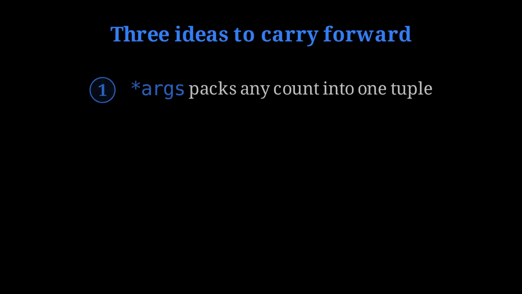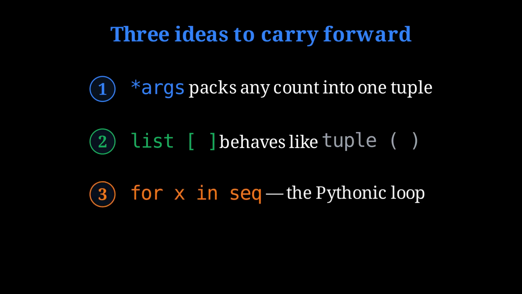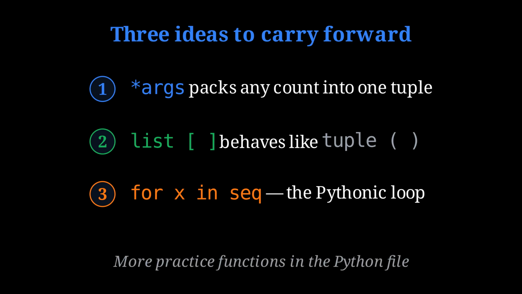3 ideas to carry forward. First, a star in front of a parameter packs any number of arguments into a tuple the way max, min, and sum do. Second, lists use square brackets and otherwise behave like tuples. Third, looping straight over the elements of a sequence is both more readable and more Pythonic. The Python file has extra functions to practice on. Well worth trying at home.